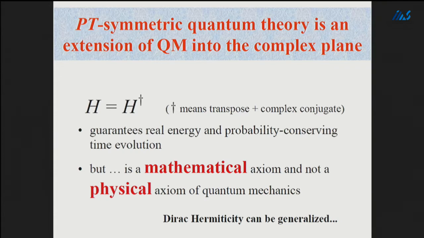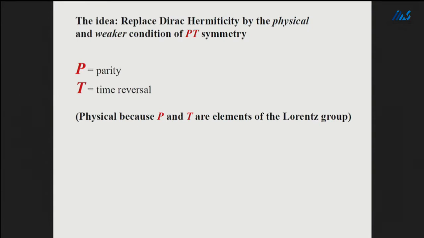But I would argue that this axiom is a rather mathematical axiom, and when you say transpose and complex conjugate, it doesn't exactly sound like physics. So what we're doing here is generalizing Dirac hermeticity and replacing it by a weaker condition. And the weaker condition is PT invariance. I say that this condition is not just weaker, but more physical, because both P and T are elements of the Lorentz group. Okay? And this is something that Philip is going to emphasize very strongly in his talk on relativistic quantum mechanical PT symmetric theories.